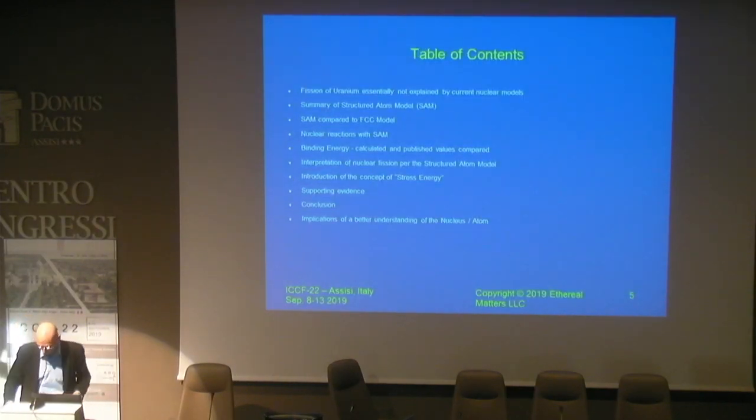Here's the table of contents. I'm going to go quickly through the fission of uranium, a summary of the structured atom model. I will be going through that quite quickly. I cannot explain it fully; I do not have the time for that. We're going to show some nuclear reactions, go to the binding energy and an interpretation, some supporting evidence, and leave with the conclusion.